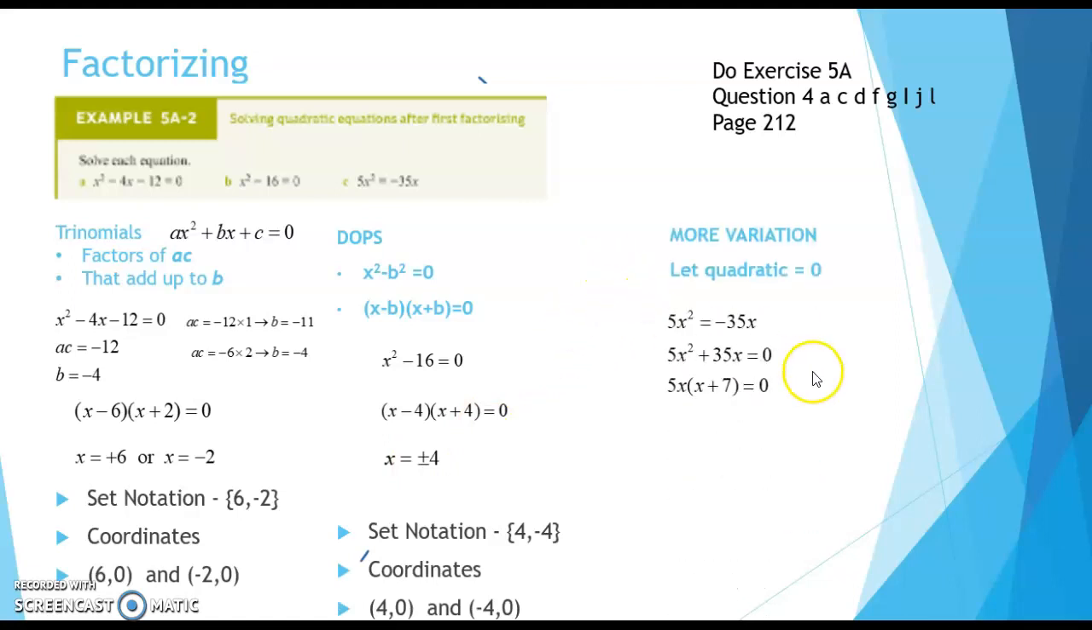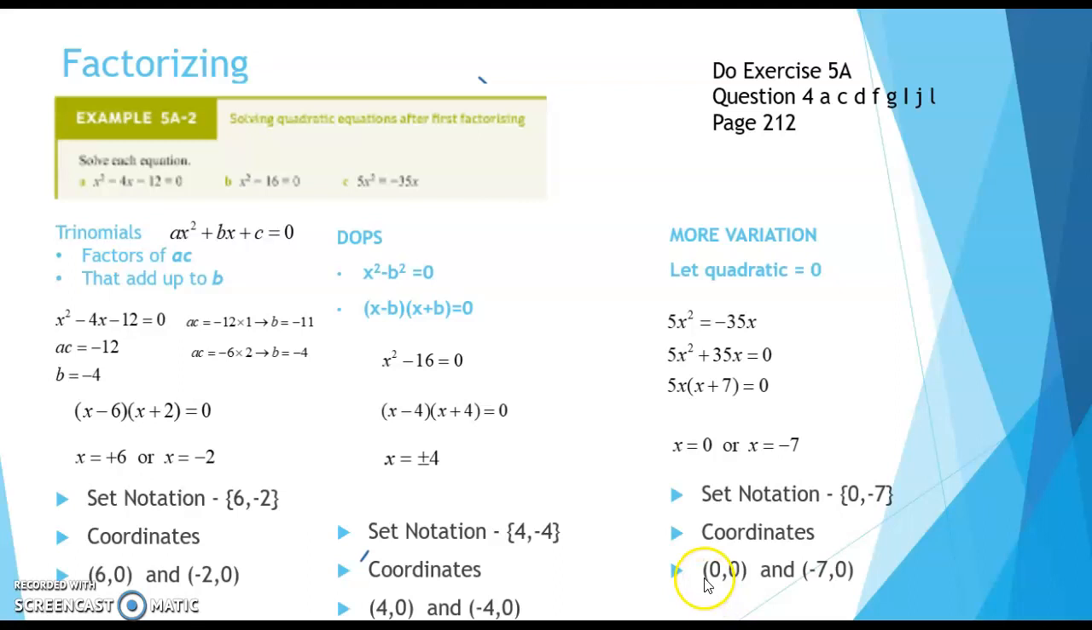In other words, they give it to you as 5x squared equals minus 35x. Remember, it is a quadratic because the x squared term is the highest term. All I need to do is bring everything to one side so I have it as the null factor law. Then I go and factorize. The common factor of the numbers is 5. The common factor of the pronumerals is x. And we have 5x equal to 0, or x plus 7 is equal to 0. So x must equal 0 or minus 7. And we have the set notation, curly brackets, and the coordinates, round brackets.